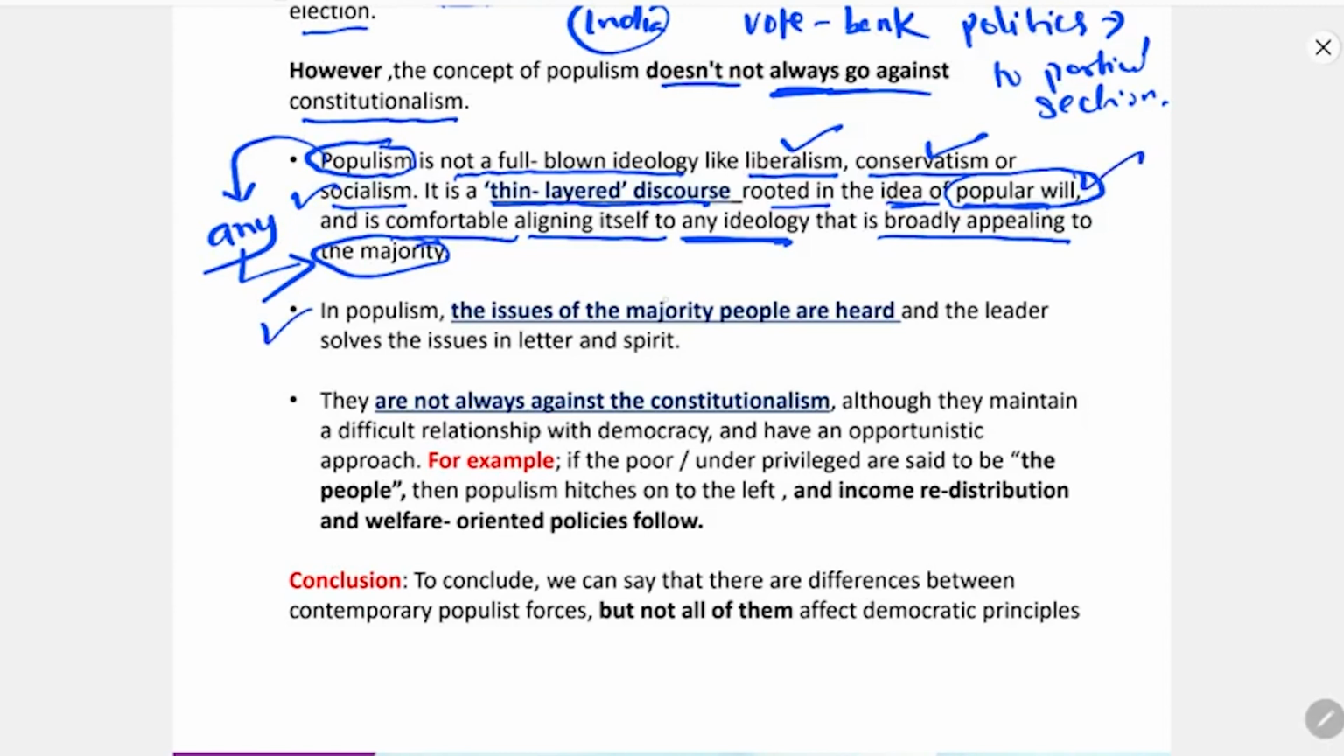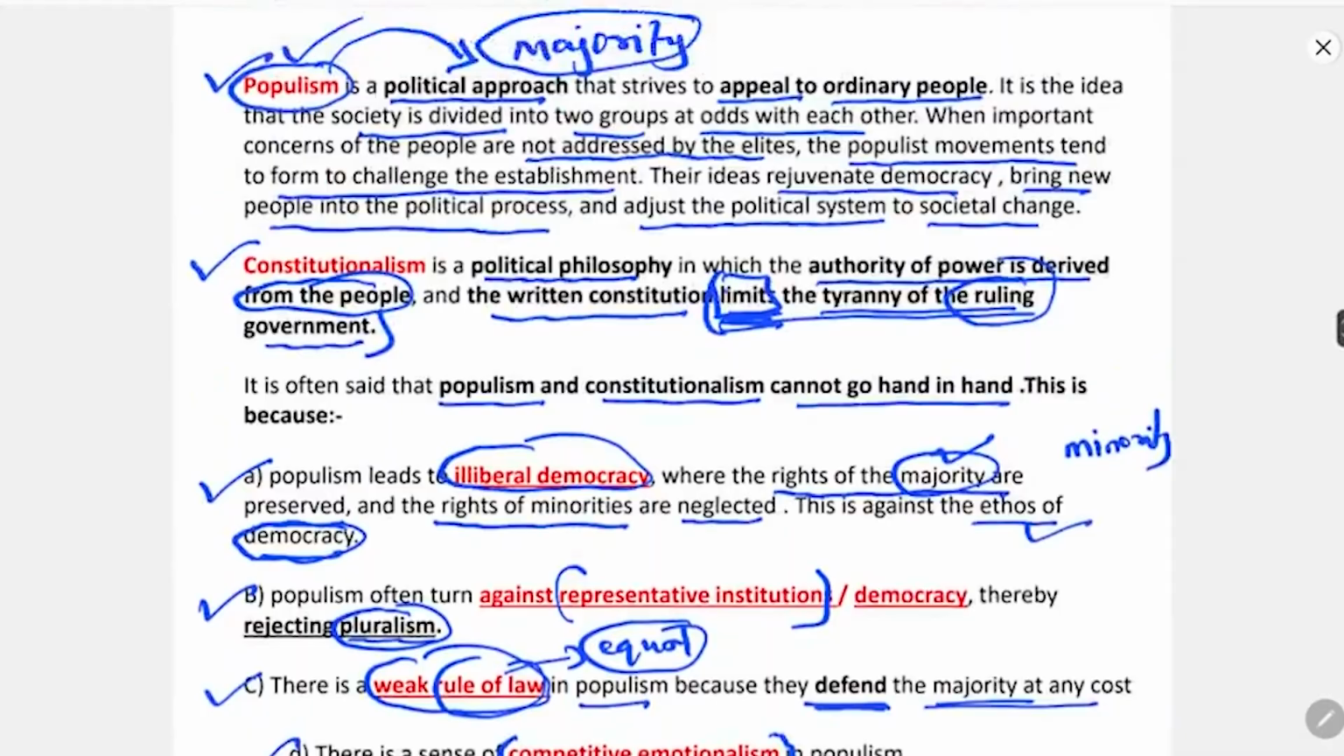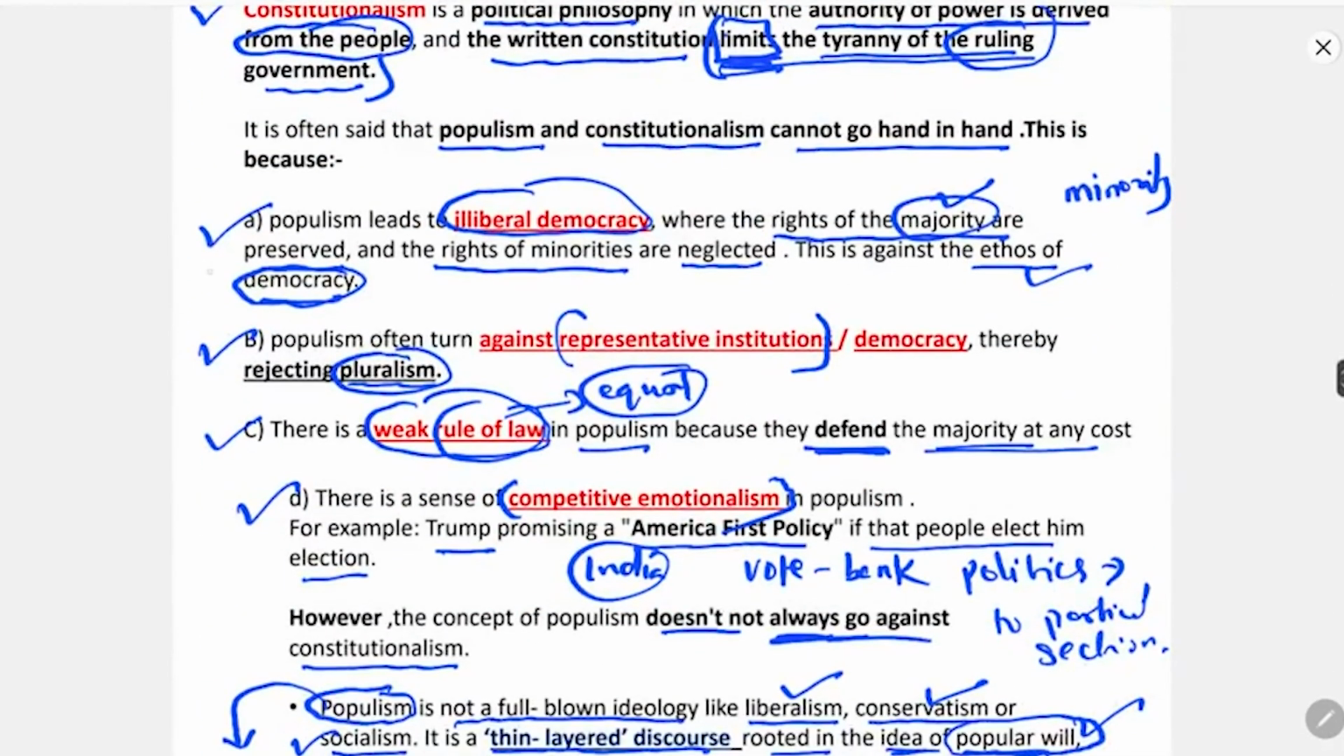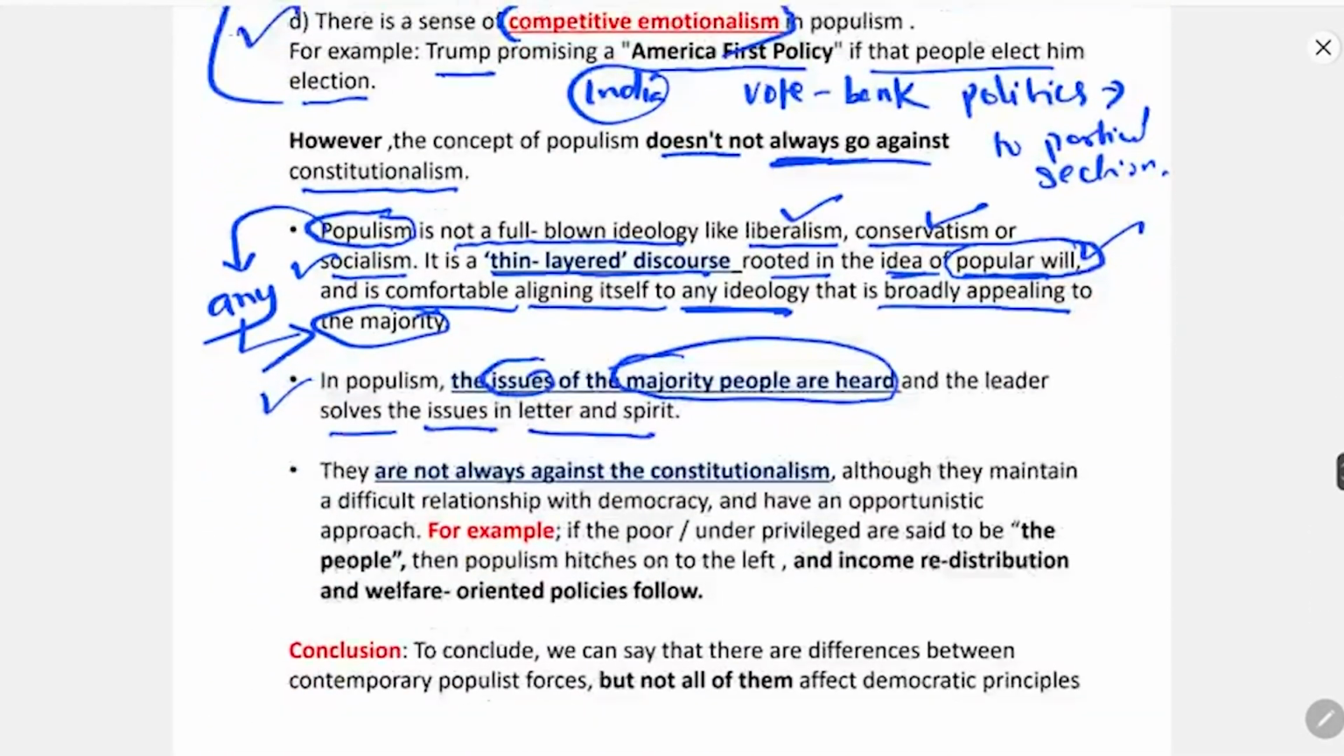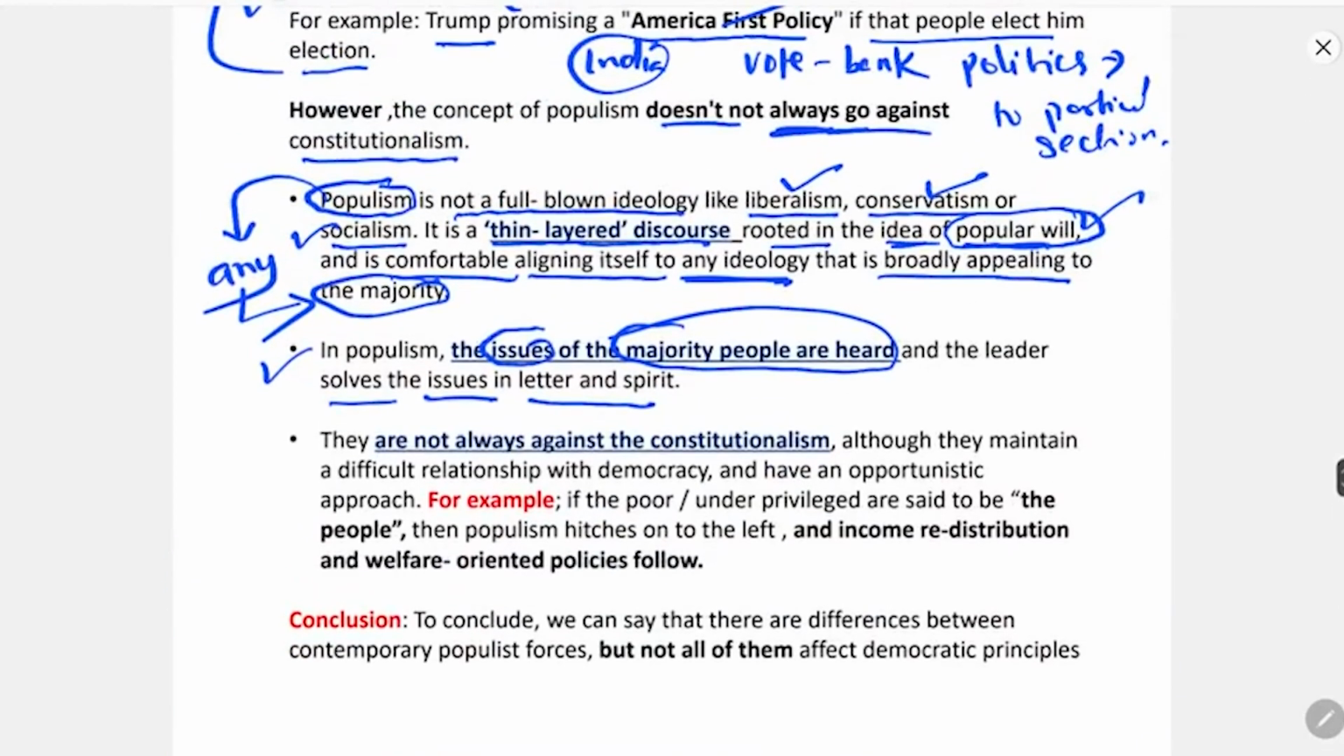Second, in populism, the issues of majority people are heard, and the leader solves the issues in letter and spirit. Maybe the leader is not solving all the issues of every person, but at least the majority's issues are heard. So this point is actually a negative point which we have written here. But in the positive part, you have to also write that the issues of majority people are heard and the leader solves the issues in letter and spirit.